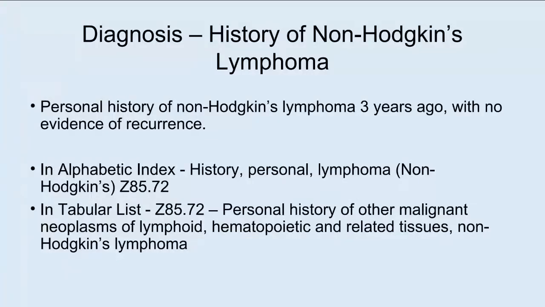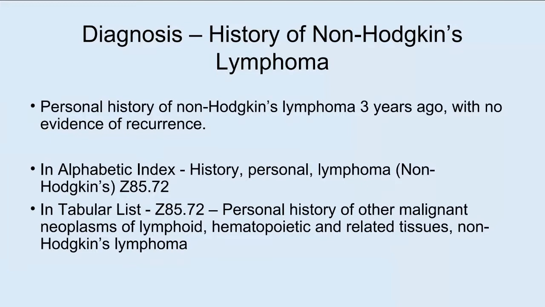Okay, so that takes care of the lung cancer, the carcinoma. So let's look at the next diagnosis. History of non-Hodgkin's lymphoma. Now, a patient with a history of cancer should generally get a diagnosis for that, even if it's not recurrent, but particularly when they have a current cancer diagnosis. So the patient has cancer now, the patient had cancer 3 years ago. There's no recurrence, but it means that there's a real susceptibility here.